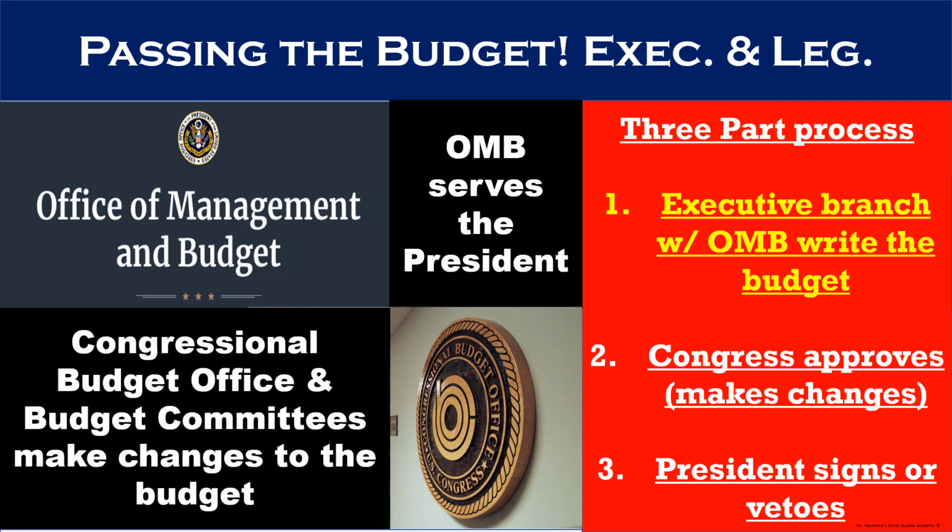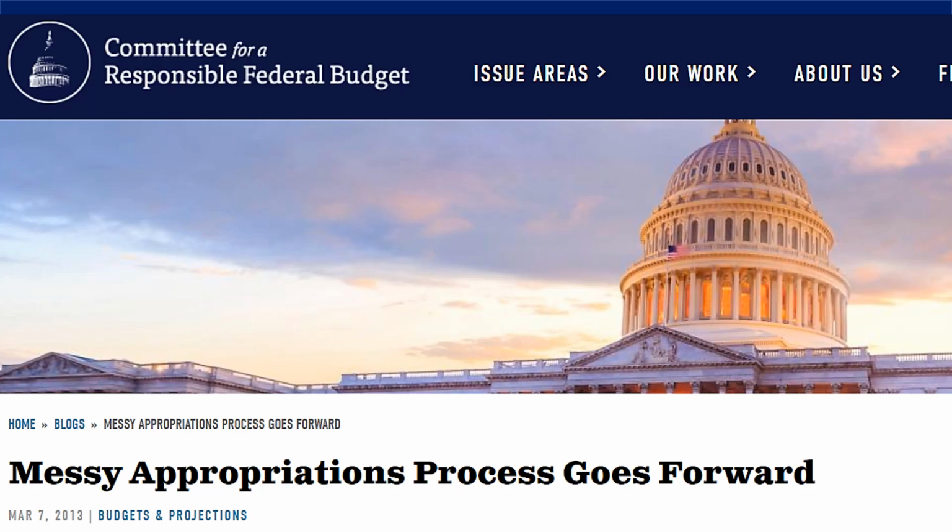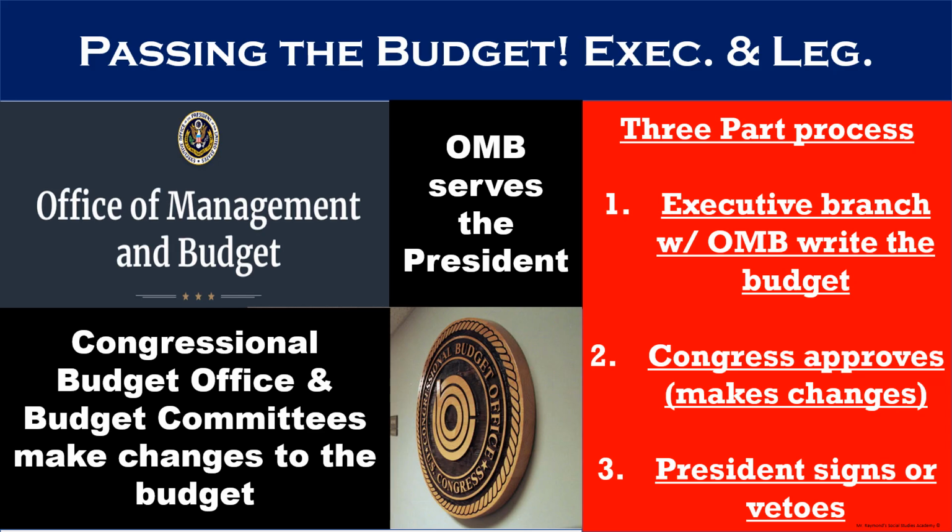The executive branch has the Office of Management and Budget, or the OMB for short, that produces the budget. Then it is sent to the congressional budget offices and the budget committees in each house where changes are made. And again, it is sent to the president, who can either sign it or veto it. Of course, that's an oversimplified outline of this often very messy process, but one that should suffice for your test.